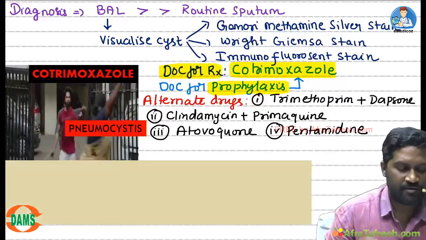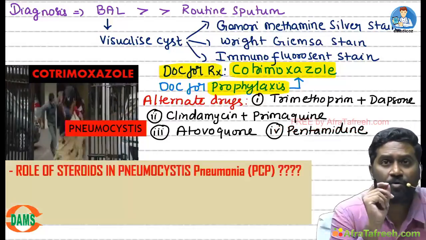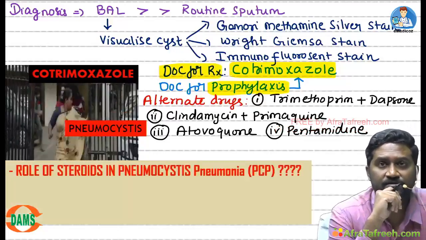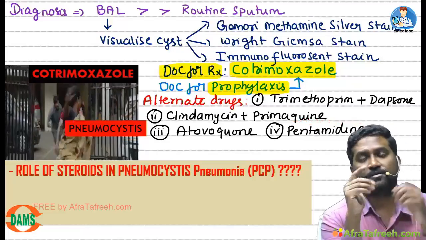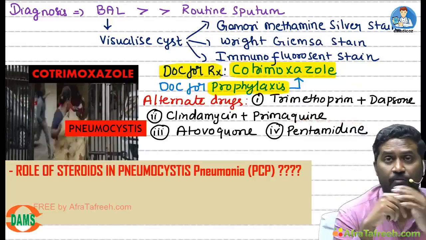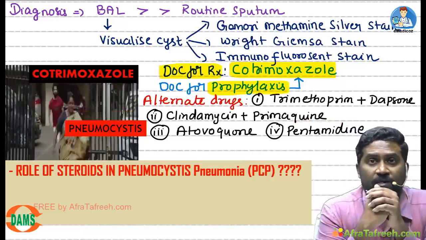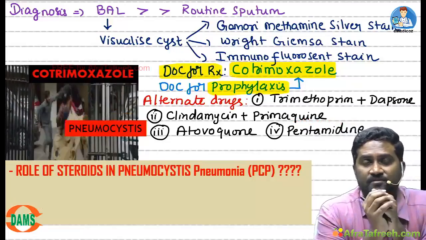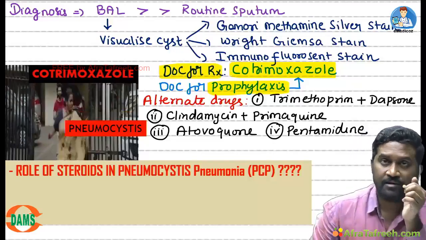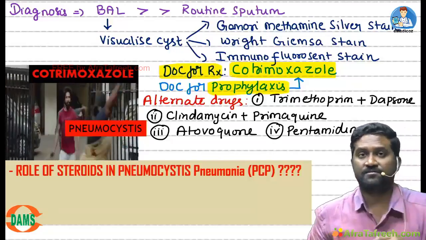A recent question: what is the role of steroids in Pneumocystis pneumonia? Will you routinely give steroids or should you avoid steroids? The answer should be that I should avoid steroids. But there is a situation where steroids are indicated in Pneumocystis. That was asked previously: in severe Pneumocystis pneumonia.